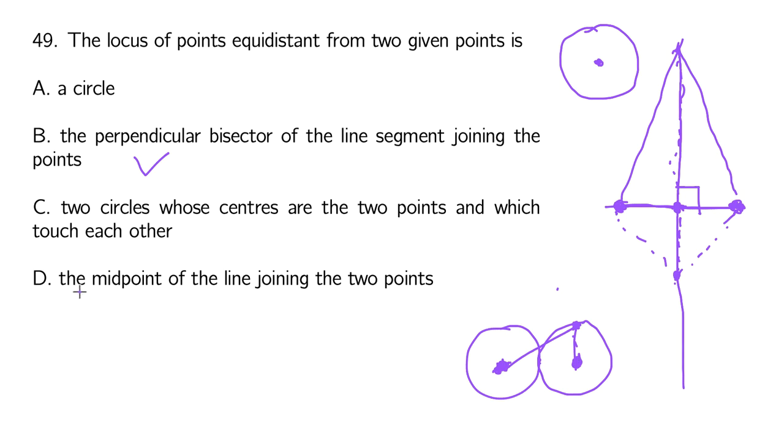And then here we have the midpoint of the line joining the 2 points. That is true. The midpoint of the line joining the 2 points is equidistant from both points, but that's not the only point that is equidistant from both points. If you want the whole set or the entire set of points that are equidistant from the 2 points, then you have to think about the perpendicular bisector of the line segment joining the points. So our answer is B.